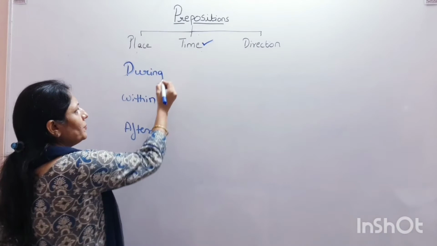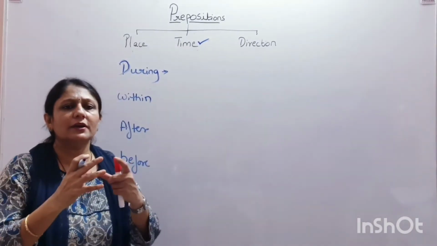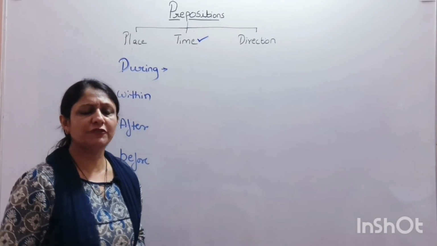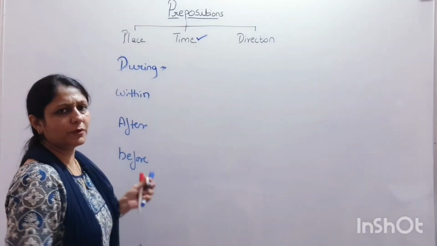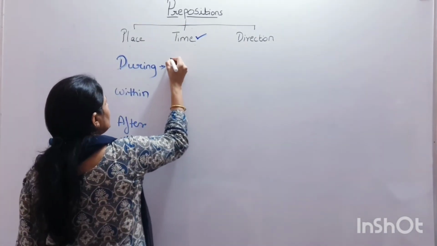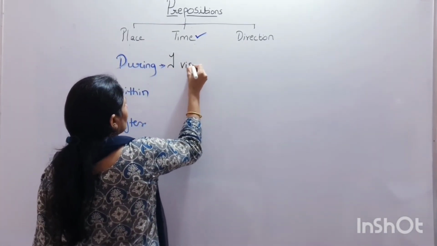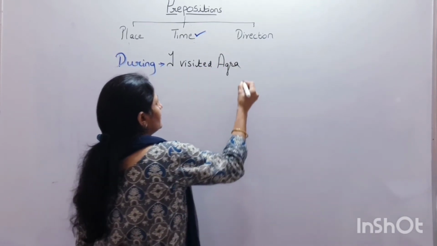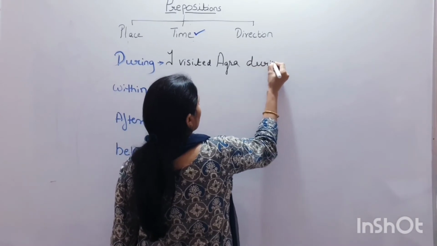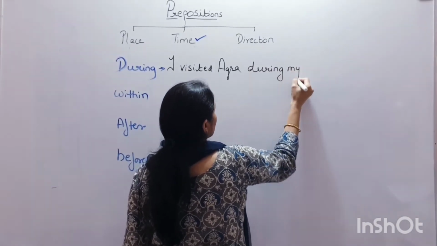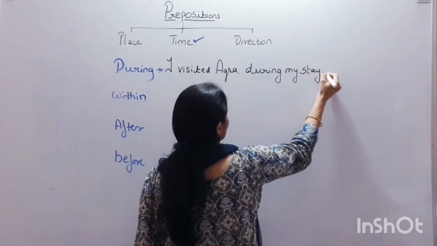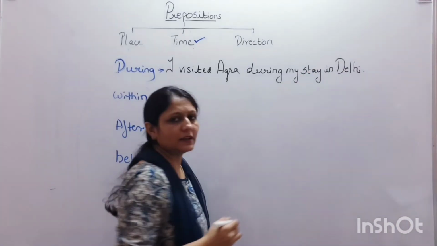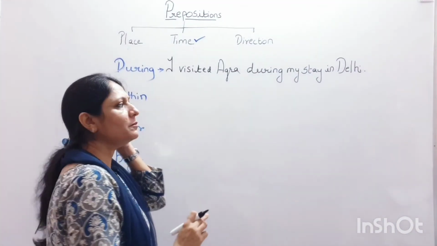How do you use the preposition during? During is a duration. When something happened in a specified duration. How will we use the preposition during? The example is, I visited Agra during my stay in Delhi.